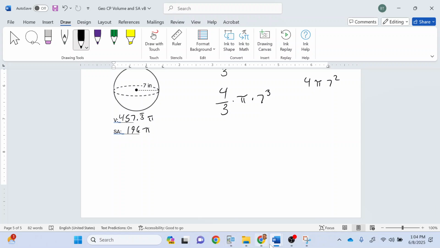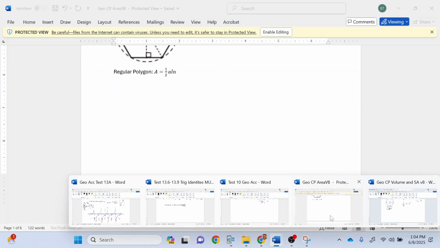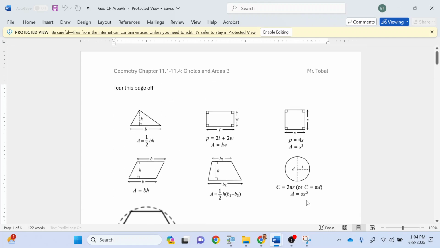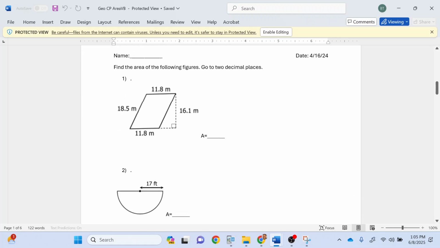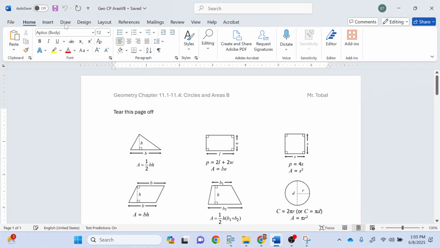All right, and then did we do anything else? Oh, shoot, I didn't even do the area. I did volume first, I think. Well, that's awkward, but all right, let's do area. Area stuff, we could do that.